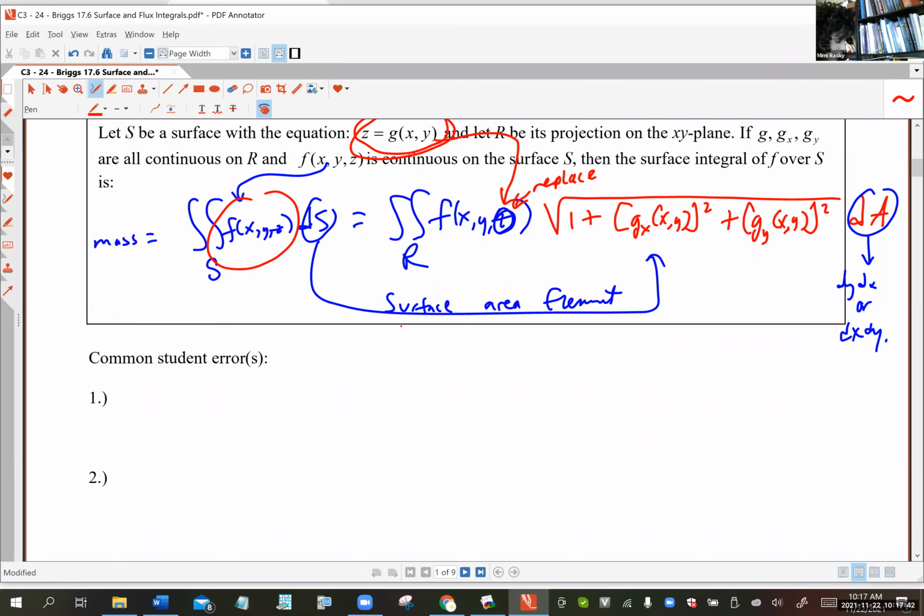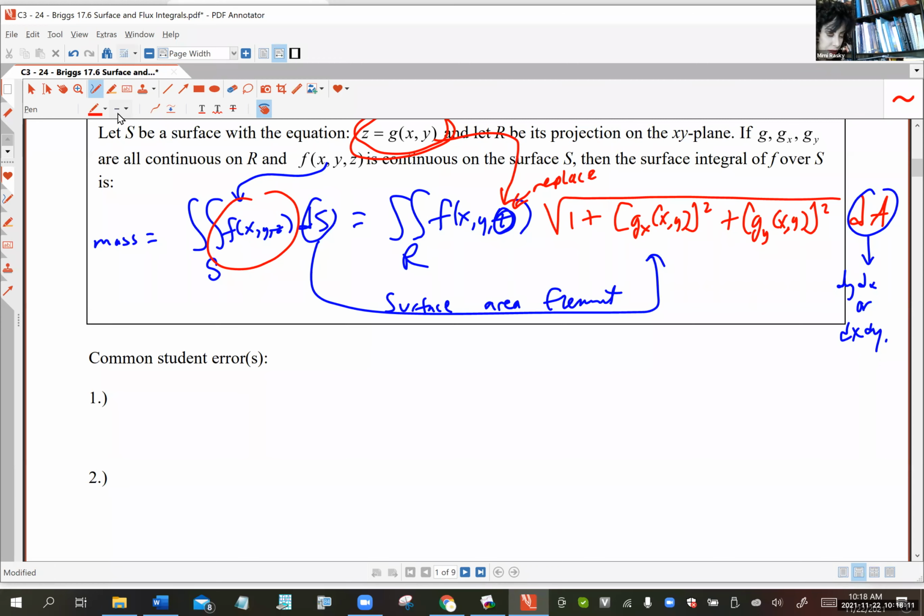Okay. Now I'm going to point out some common student errors before we even do any examples. And these are so common. Please be careful, because on your final, I'm going to give you a surface integral and it's going to be worth half a letter grade. So if you bomb that one problem on your final, boom, you just lost half a letter grade on your whole exam. That's not going to be fun.